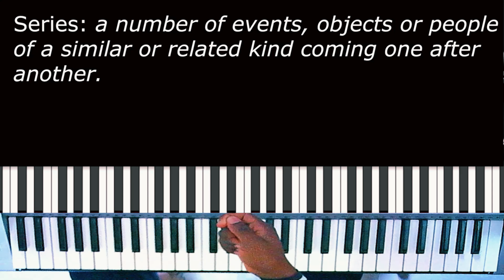Then the next one is succession. It means a number of people or things of similar kind following one another. I don't know if you checked the similarity between these two words. They are very similar. If you look at the end point, it said kind following one another. That's for succession. Then for series, it said coming one after the other.